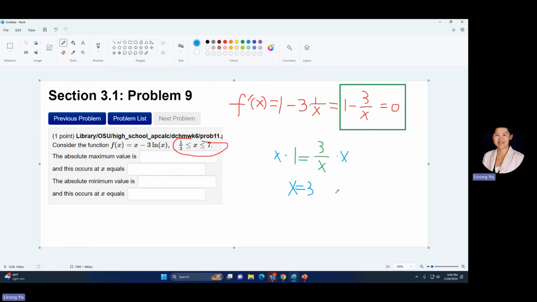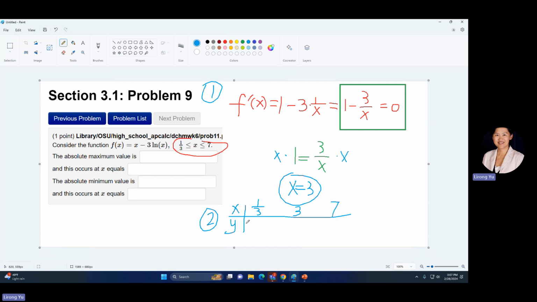Are we okay there? So that's pretty much step 1. We find out the critical point. And then in step 2, we're making a table of x values and y values. I can make the x a horizontal line. x is from 1/3 to 7. We found critical points at 3. Take the x values and calculate the y values.